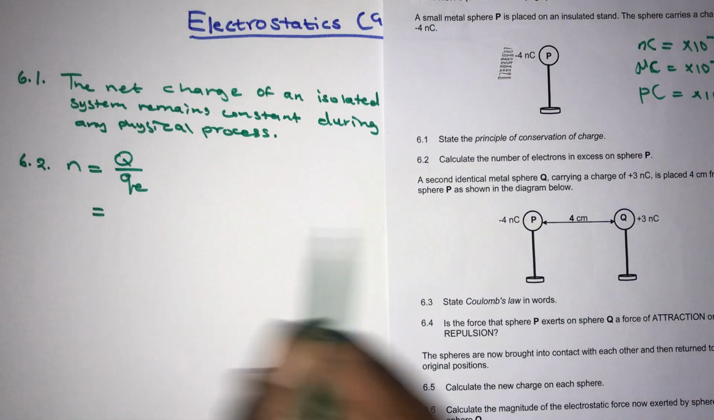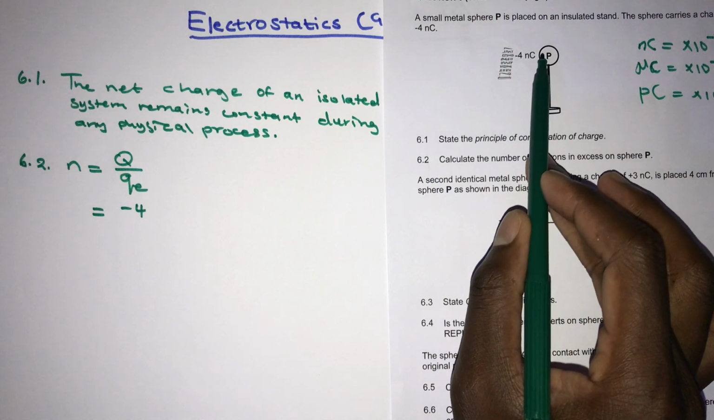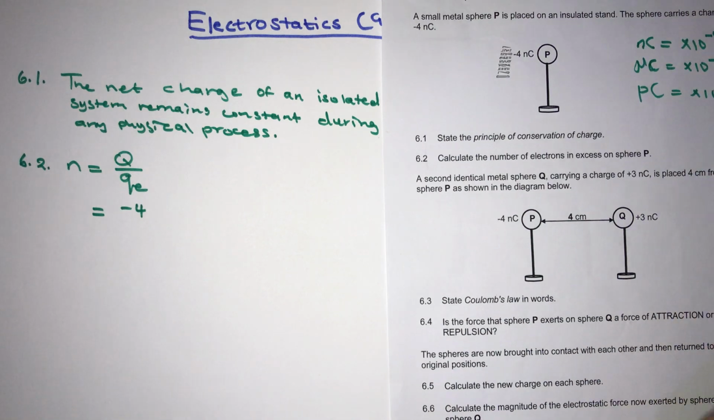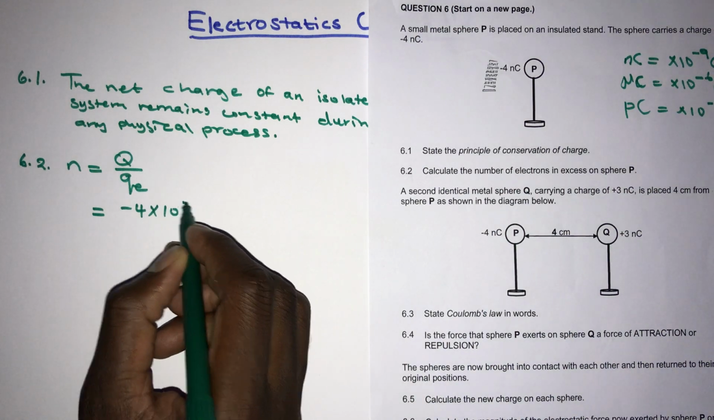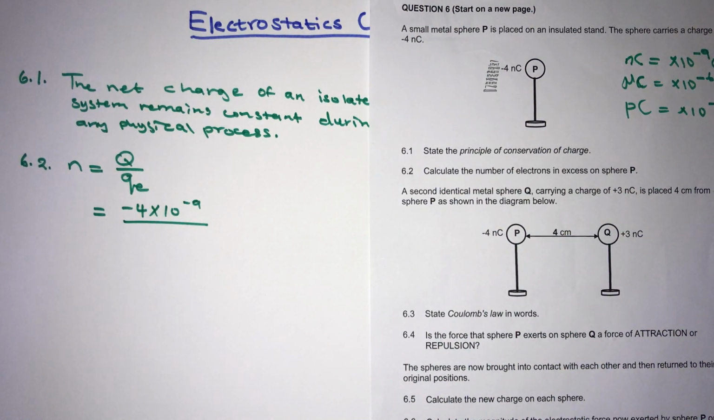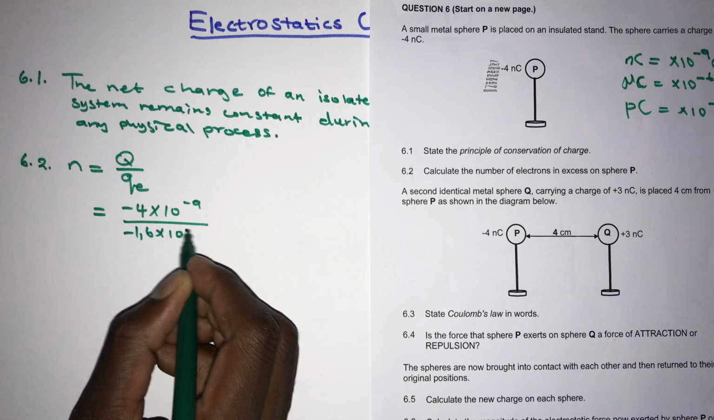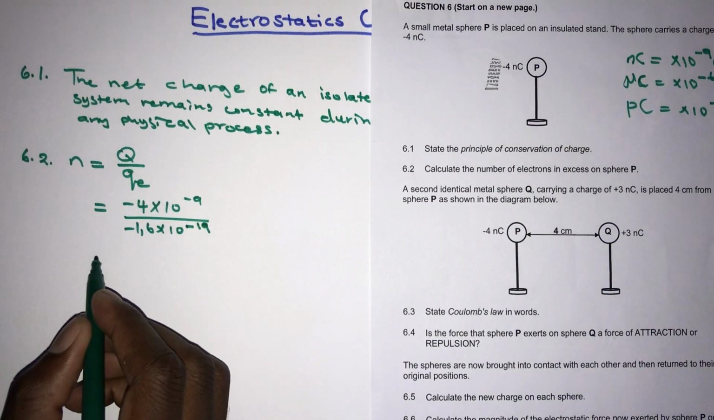Now, what is the charge? The charge is -4. Then it is in nanocoulomb. So we must convert this one. Nano, that means we must multiply by 10 to the power -9. So we multiply by 10 to the -9, and then we divide. So this one, this is the electron charge. So we have a table here that says this charge is -1,6 times 10 to the -19. So this one is constant. So it's from the table.